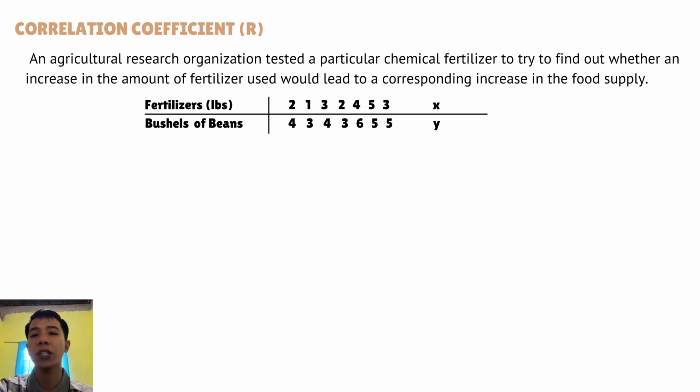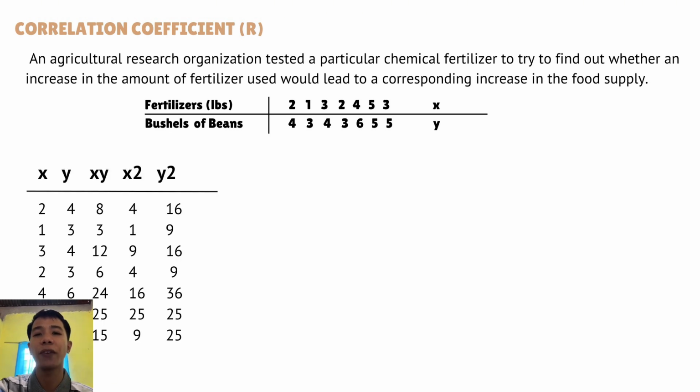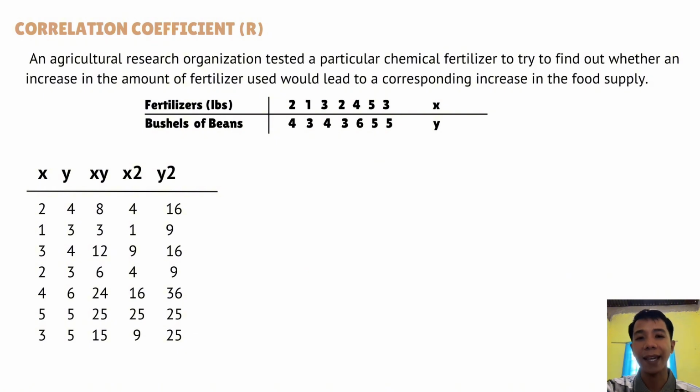Now for the correlation coefficient, we're going to need more variables. We're going to need X times Y, X squared and also Y squared. Now, let's multiply x times y. So, 2 times 4 is 8, 1 times 3 is 3, 3 times 4 is 12, 2 times 3 is 6, 6 times 6 is 24, 5 times 5 is 25, and 3 times 5 is 15. So, we fill that column up.